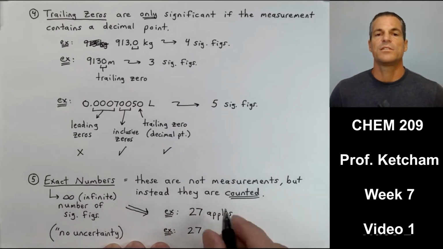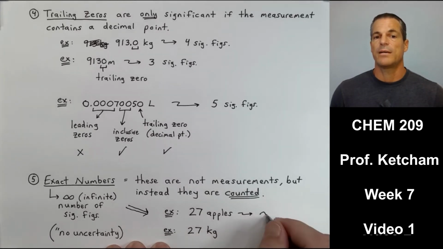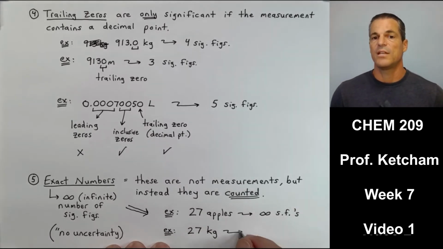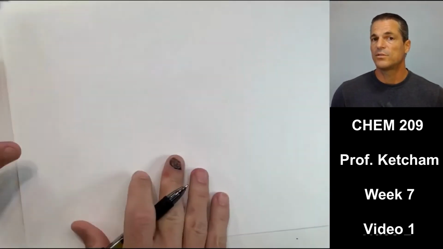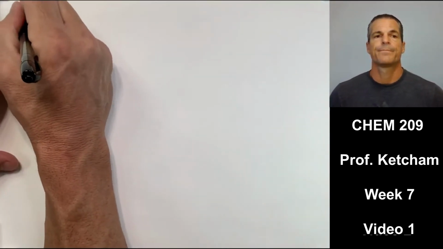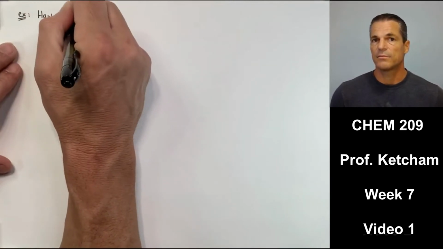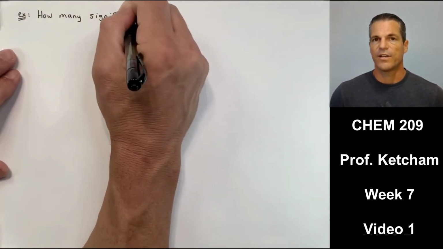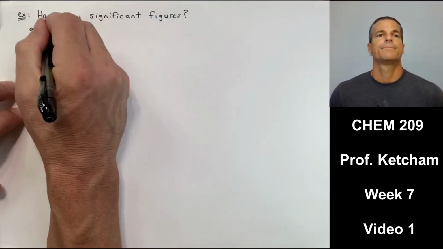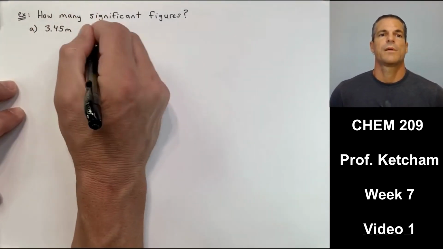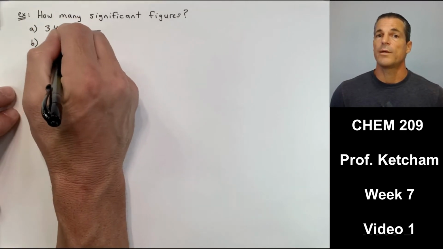So exact numbers, these are not measurements, but they're counted. Example, 27 apples, infinite sig figs. 27 kilograms, 2 sig figs. All right? So if you have a dozen eggs, 12 is not 2 significant figures, it's infinite. A little sideways 8 for infinity. So let's do some examples. How many significant figures are in the following measurements?